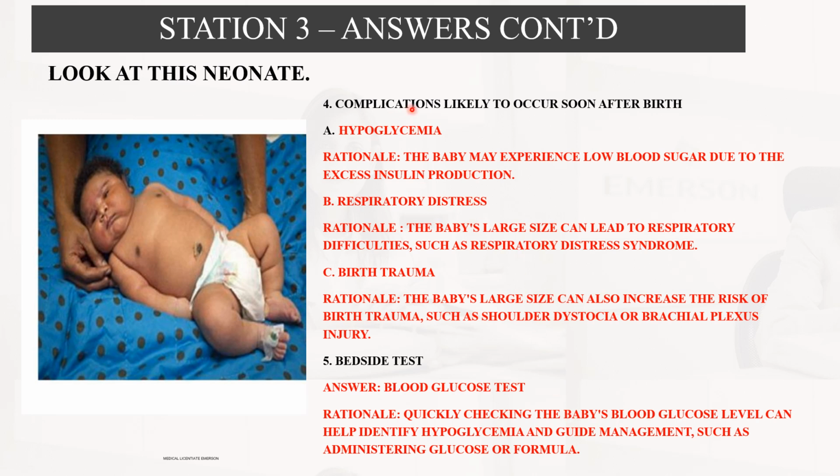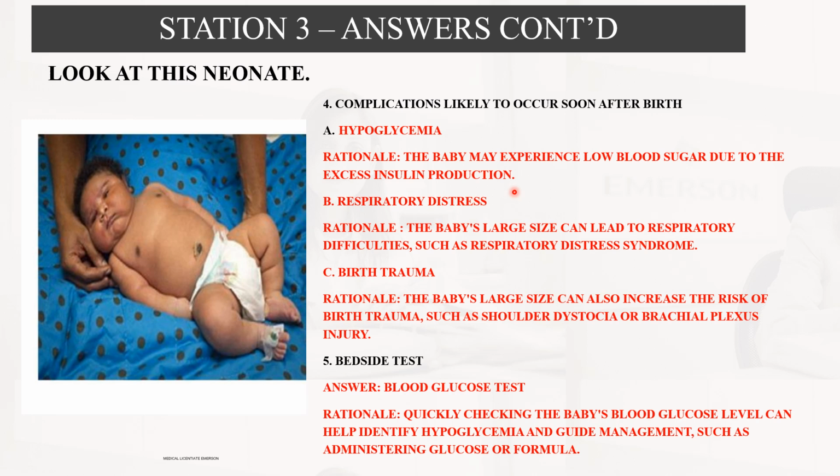Question 4 says complications likely to occur soon after birth. And that complication, number 1, is hypoglycemia. The rationale for that is that the baby may experience low blood glucose due to the excess insulin production.